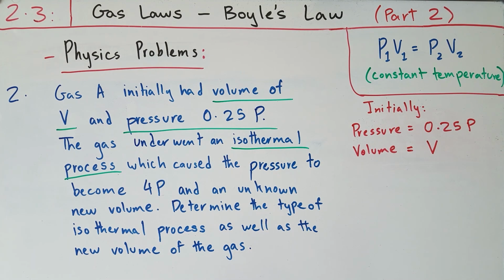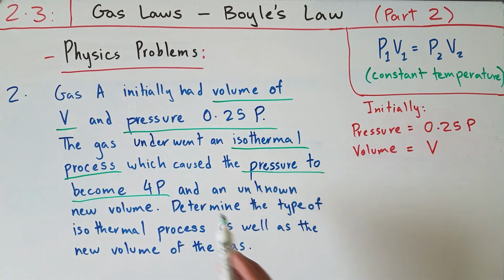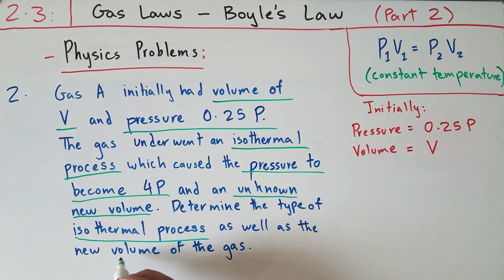And we're told that because of this isothermal process that this gas underwent, the pressure of the gas became 4P, and then we created an unknown volume of the gas. So we're asked to determine what the type of isothermal process is, as well as the new volume of the gas. So we're being asked two questions here. Let's do the first question, where it's asking to determine the type of isothermal process.